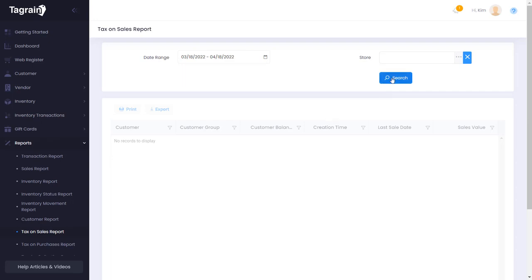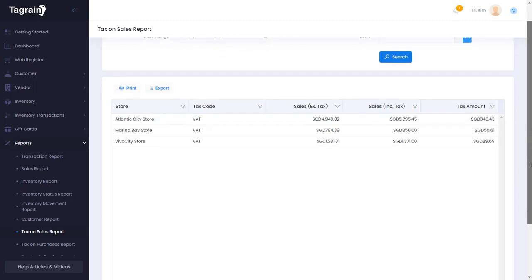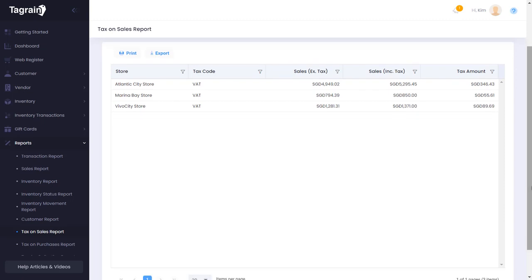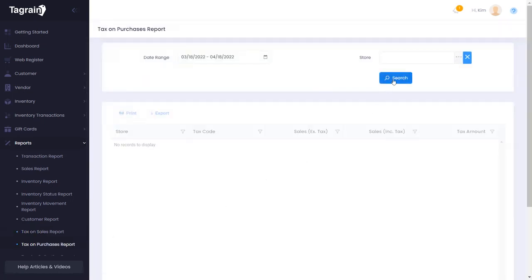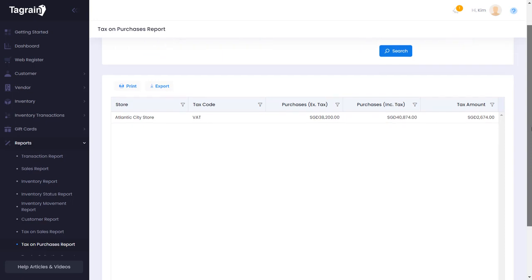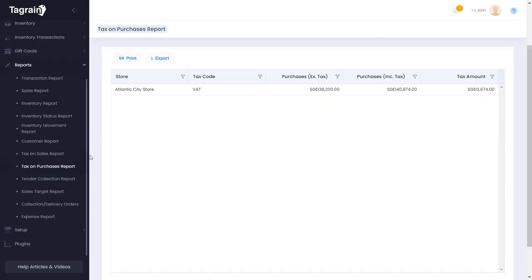Tax on sales report. Tax on sales report displays the total tax collected for a period in the store. It displays the total before tax, the total after tax along with the tax amount collected. Tax on purchase report. The report displays the total tax paid for stock purchases for a given period in the store. It displays the total before tax and total after tax along with the tax amount paid.